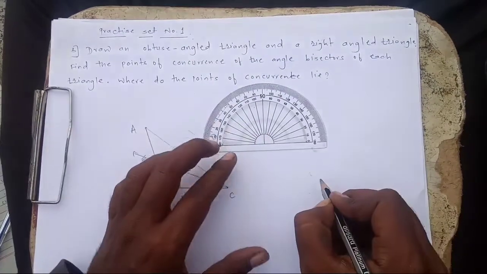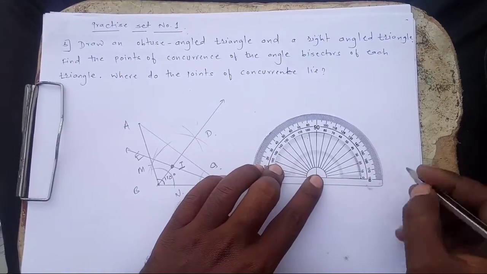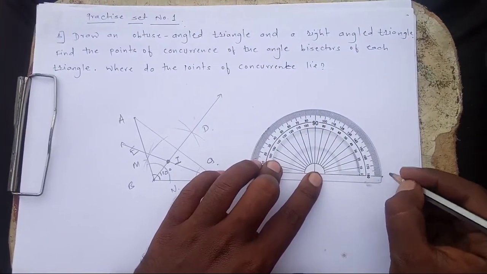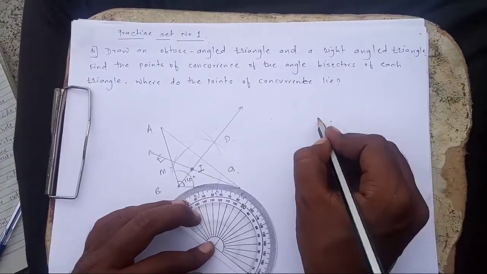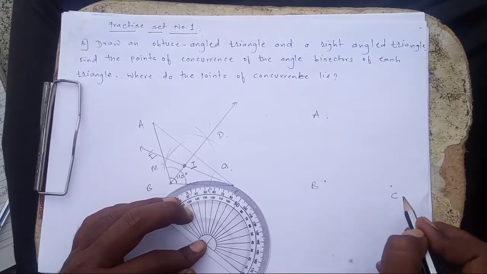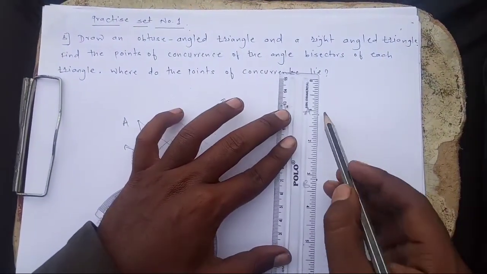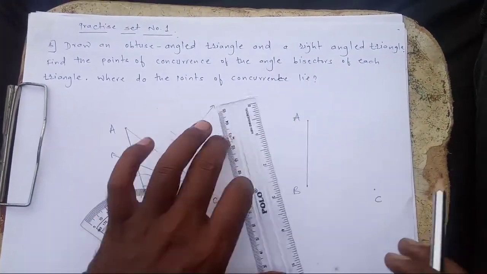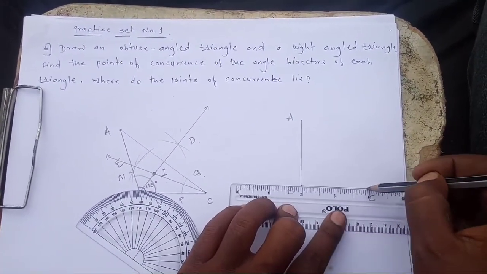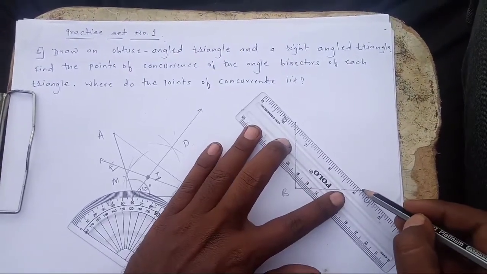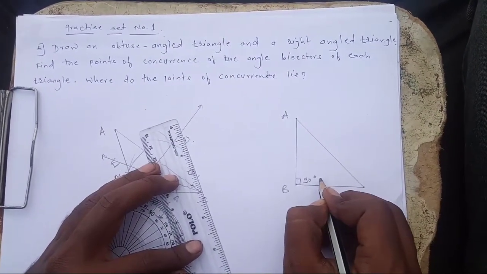First of all, mark a point here. With the help of protractor, mark another point and mark a point on 90 degree. So name them A, B, C. Okay. Now join AB, BC and AC. This is our right angle triangle.